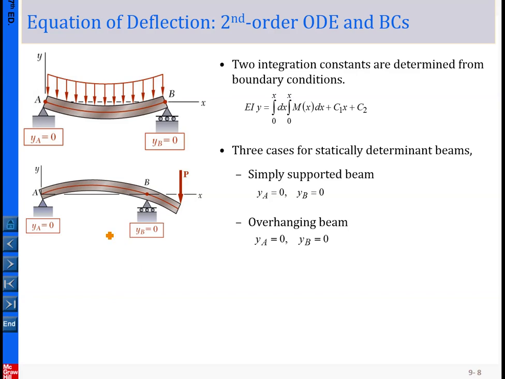Again, there is a similar situation. We have a supported, overhanging beam, and the boundary conditions are the same as the previous one here.